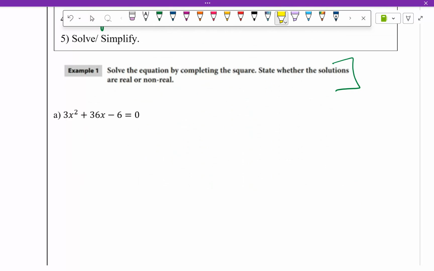Okay, what are we supposed to be doing in these instructions? What does it tell us? Solve. So do we want a number answer or variables in our answer? We want a number. It might be a crazy looking number with a square root, and it might be imaginary, but we want a number. I'm not worried about you stating whether the solutions are real or non-real, because that seems silly to me. If it has an i, it's not real. If it doesn't have an i, it's real, right?